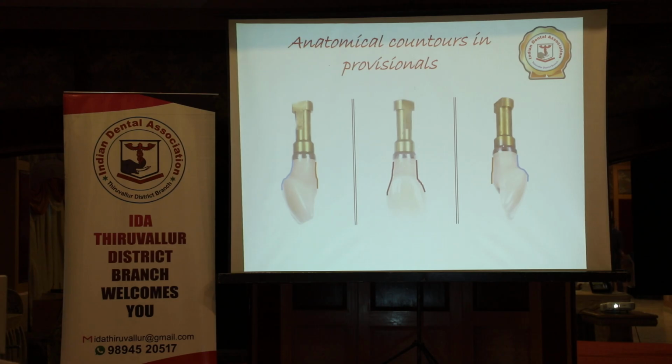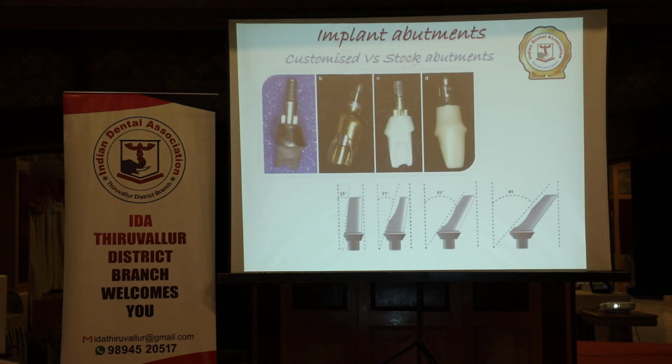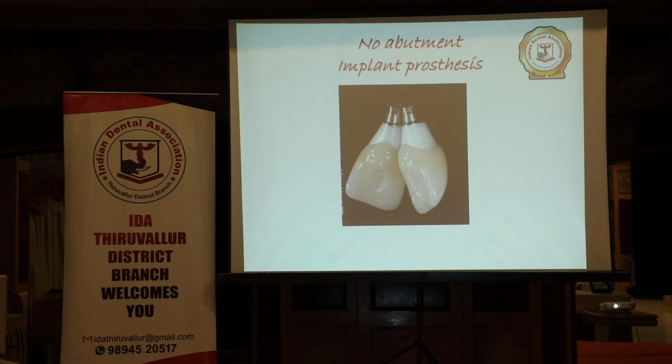Once you are clear with your provisionals and your soft tissue is all contoured, you can plan your prostheses and you can plan your abutments. For abutments for anterior zones, we get a multiple array of abutments. We have a zirconia abutment, we have PEEK abutments, we have titanium abutments in multiple angulations based on the position of your implants. But the in thing today is no-abutment implant prostheses.